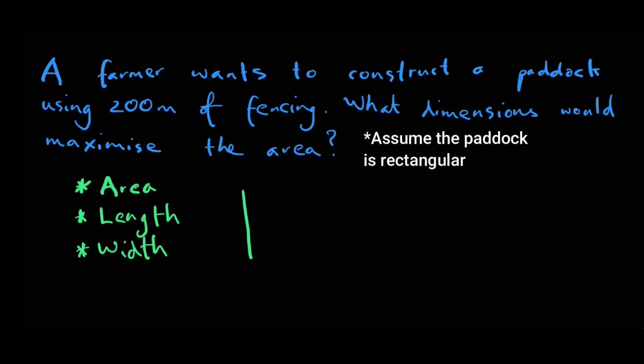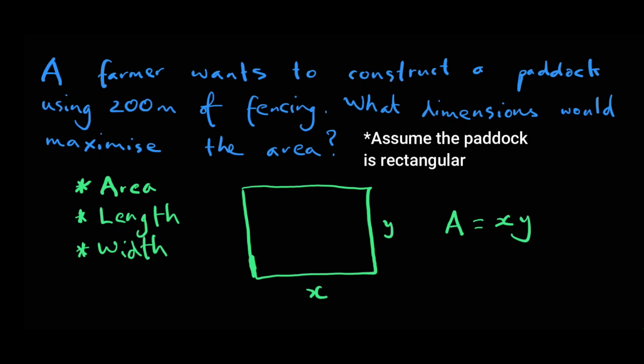And if you can, it's always good to draw a diagram. So let's do that. The paddock's just going to be a rectangle, and I'm going to let the width equal x and the length equal y. And then the next step is to write an equation for the quantity that you want to optimize. So we're optimizing area. So the equation would be that area equals x times y.